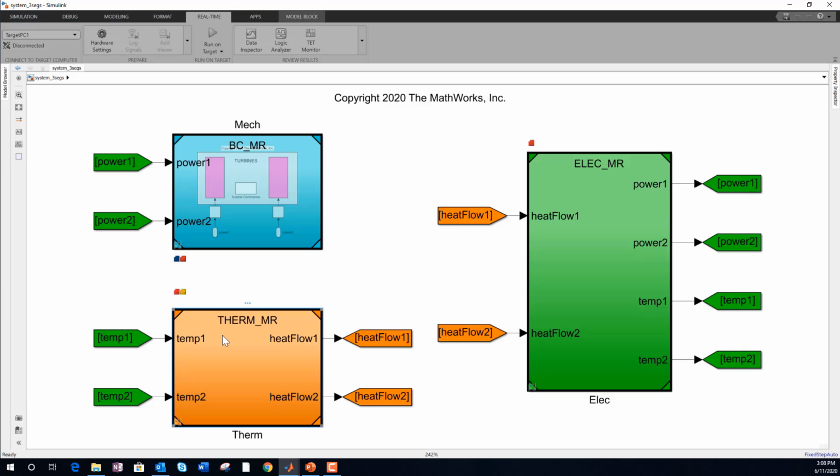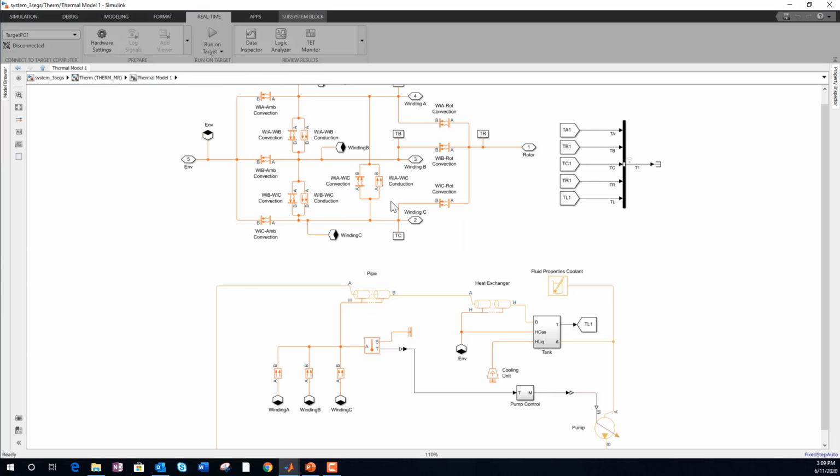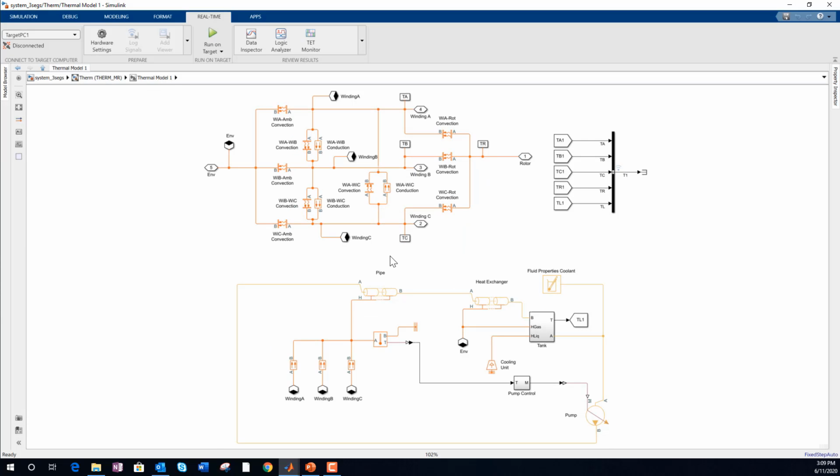The thermal system, so we have a thermal model for the windings, and then we transfer the heat flow out through Simulink signals and we bring the temperature back in. Just double click on the thermal model. We saw this in a previous section.